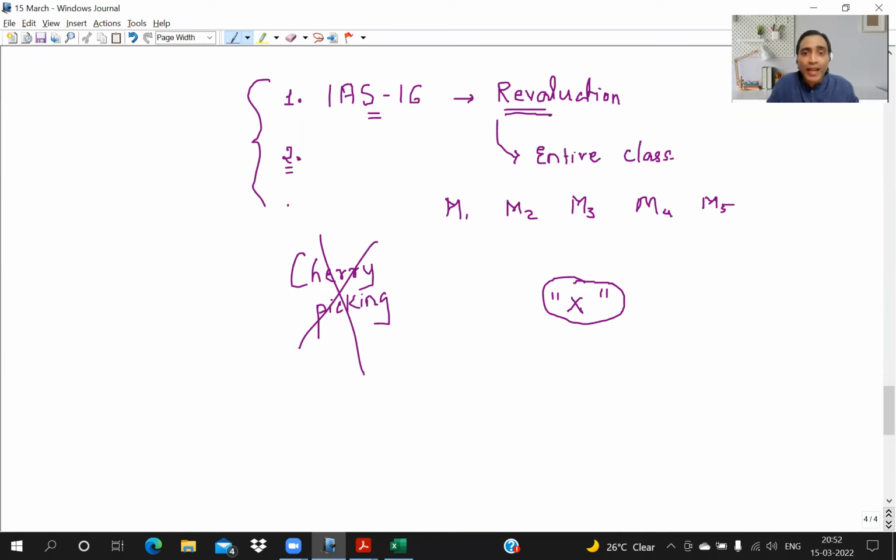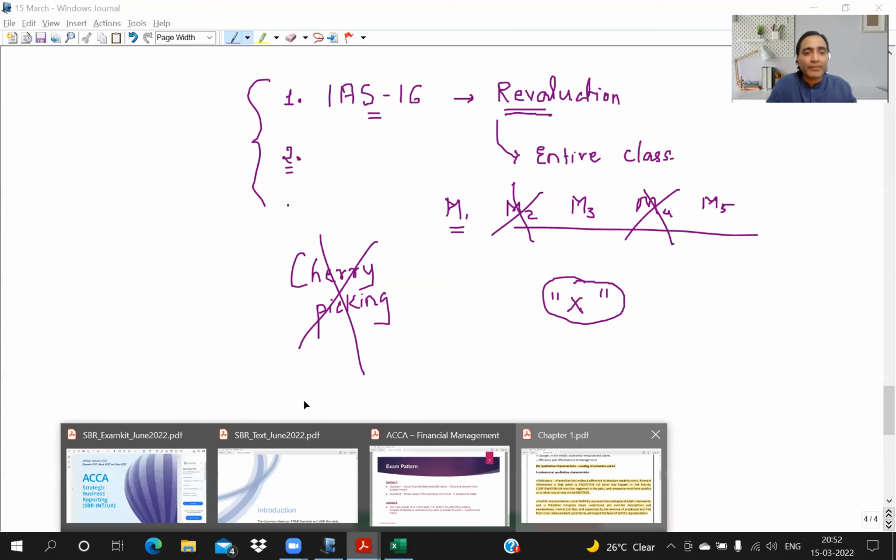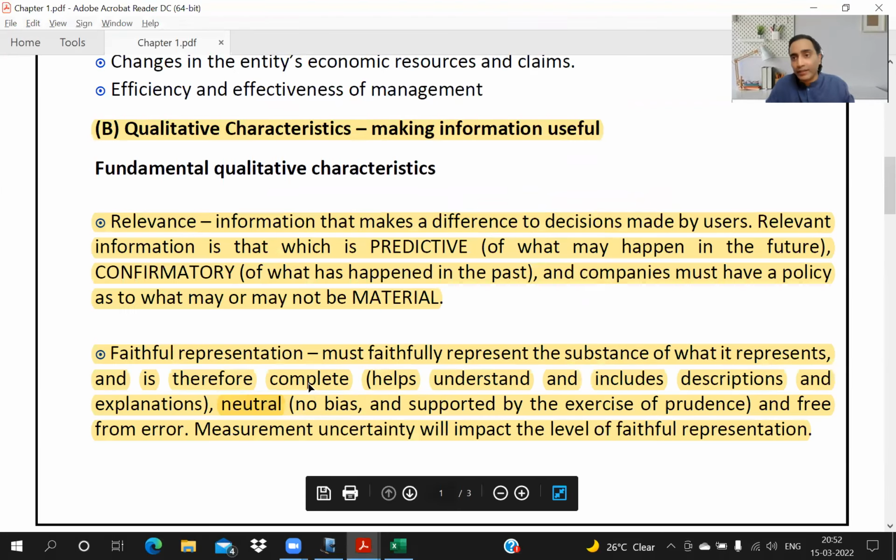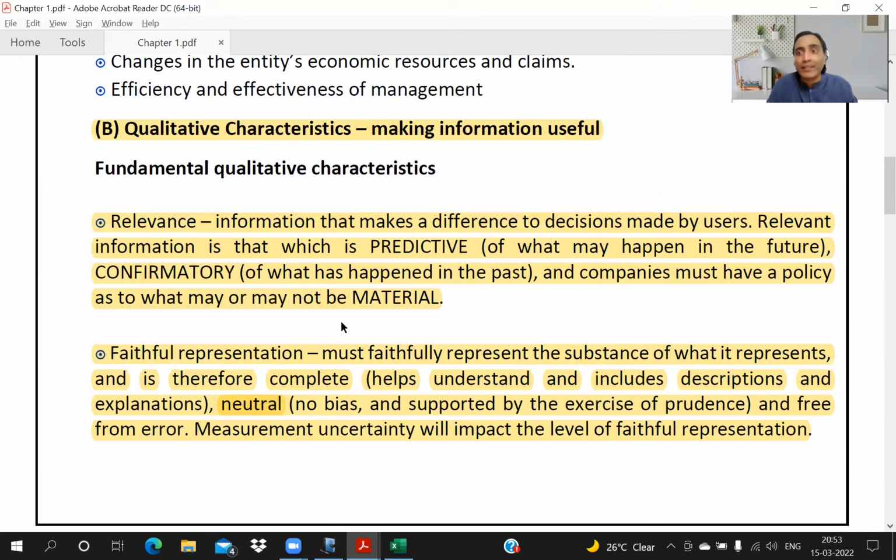If you decide to revalue machine one, you have to revalue all these assets. You can't say, no, I'll revalue M1, M3, M5, but not M2 and M4. You cannot do this. You cannot cherry pick your assets and revalue them. You'll have to revalue the entire class of assets. Why? This is the reason. Neutrality. You cannot be biased. If you decide to revalue a machine, the entire class of the machine should be revalued. This ensures faithful representation. Otherwise, there will be profit smoothing again.